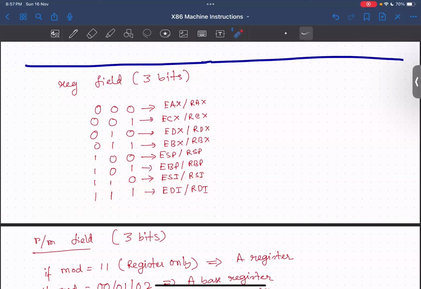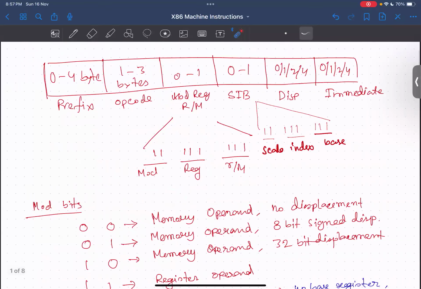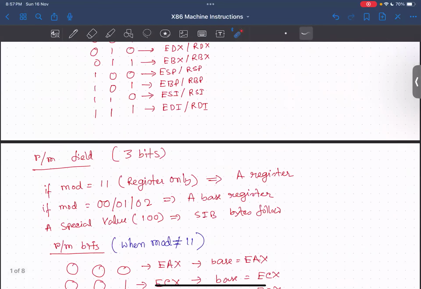Don't worry, you don't have to remember anything. It's just a table. You can go back and look into it later. Okay. Again, what we have seen so far in the ModR/M byte, we looked through the mod bits and reg bits. Let's look at the RM bits, right?